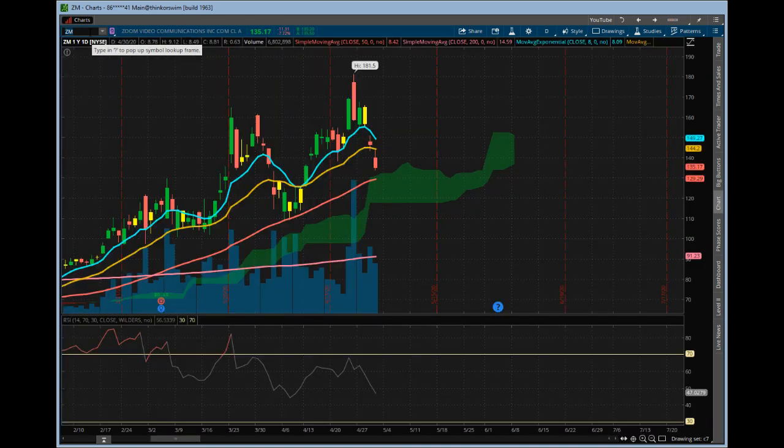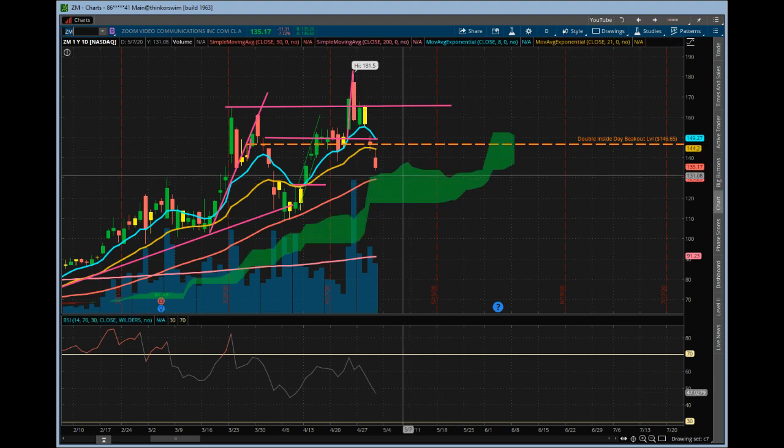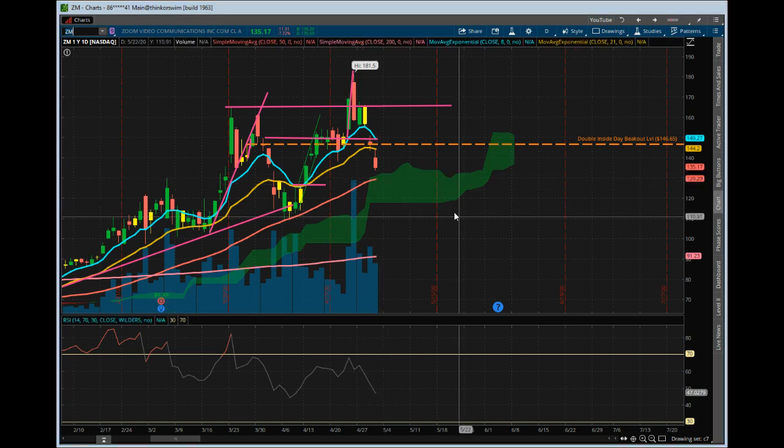And then Zoom got Zoom bombed today because they said they had 300,000 subscribers, but it was just 300,000 people using their video. So that does not include people who actually paid for their subscription. It came back down today and filled this gap right here. It looks pretty angry, like it wants to tag at least the cloud and possibly the 50-day moving average. So we'll keep that one on the bearish radar as well.